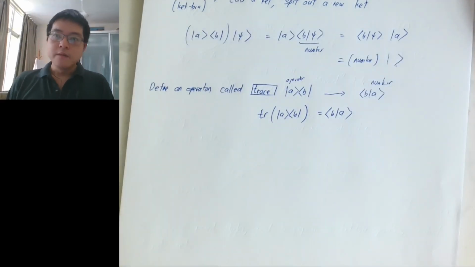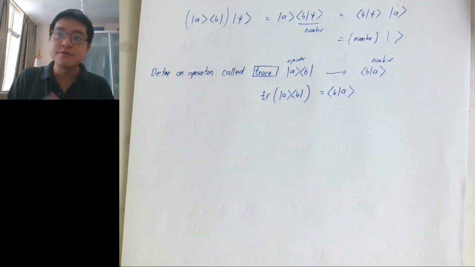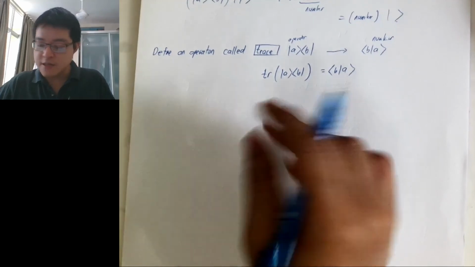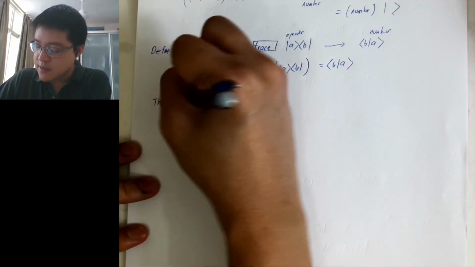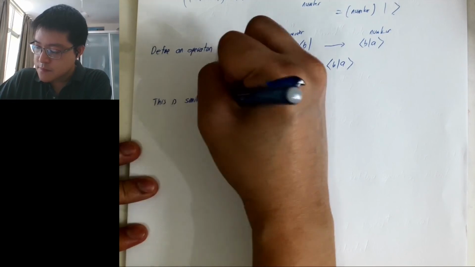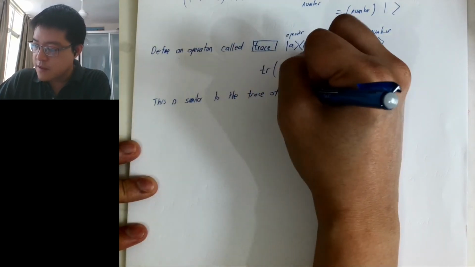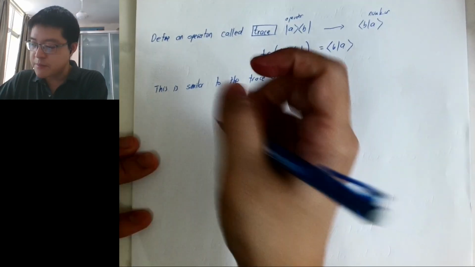Maybe you have heard the word trace before. It's familiar, right? Because when you're doing linear algebra, you also take the trace of a matrix. It's actually the same thing. So this is what I want to say next: this is similar to the trace of a matrix. Why? Let me show you.